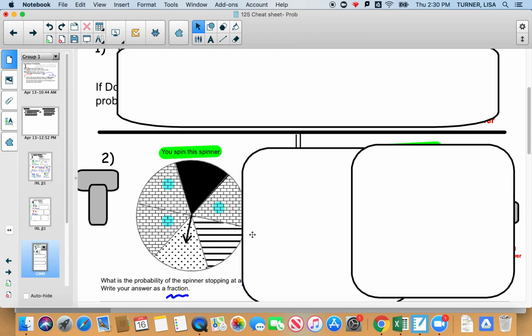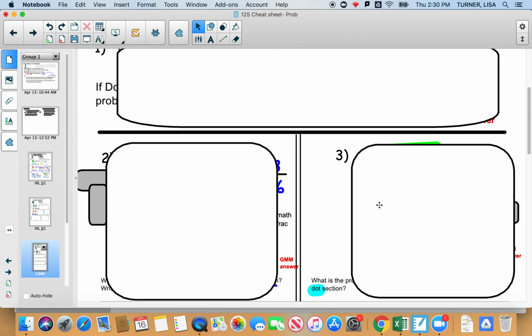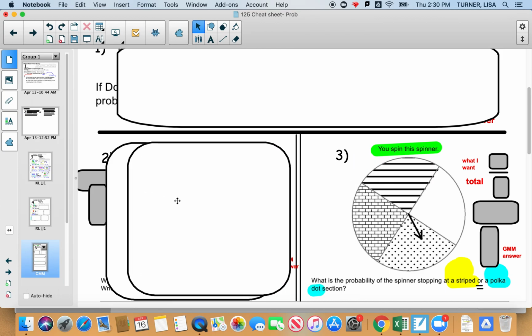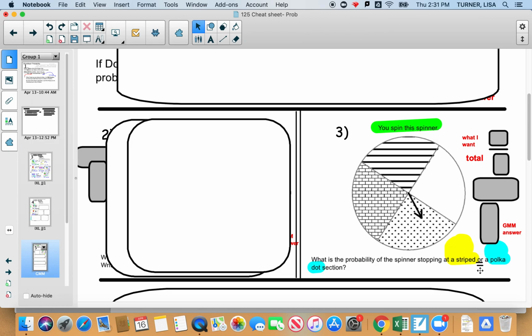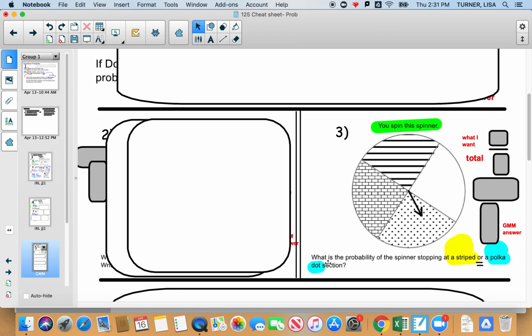All right, and then number 3. Another spinner, a little different though, so look closely here. You're spinning once, but it has the word or in here, and that's kind of important. What's the probability of the spinner stopping at a striped, or a polka dot section? And because I want either one of those, I'll be happy with either one. I include both of them.